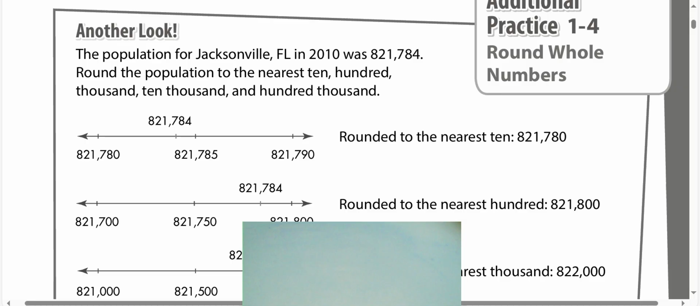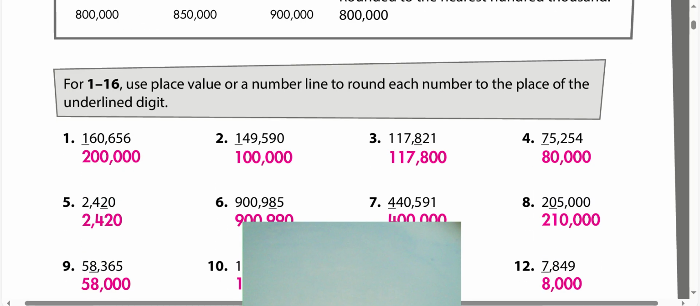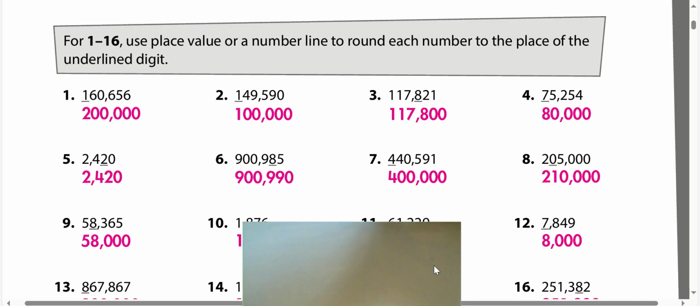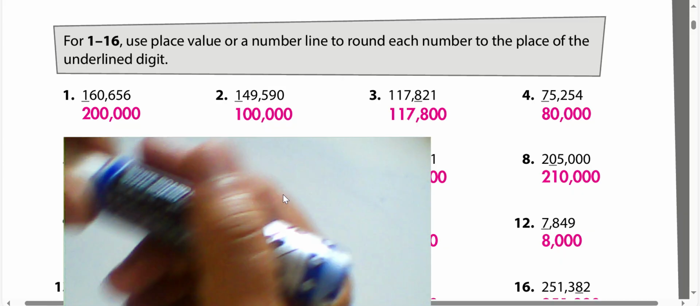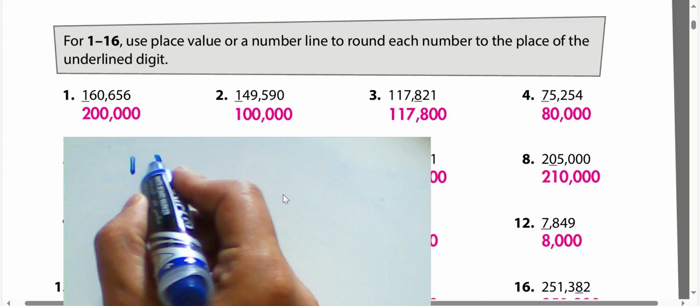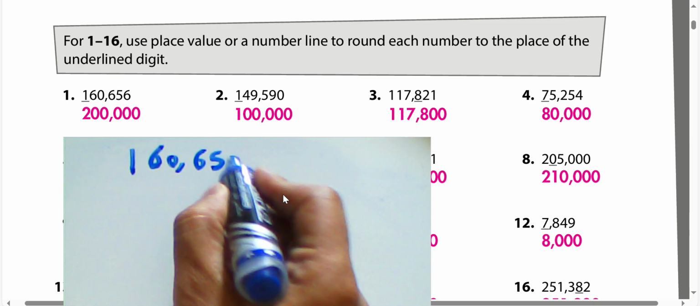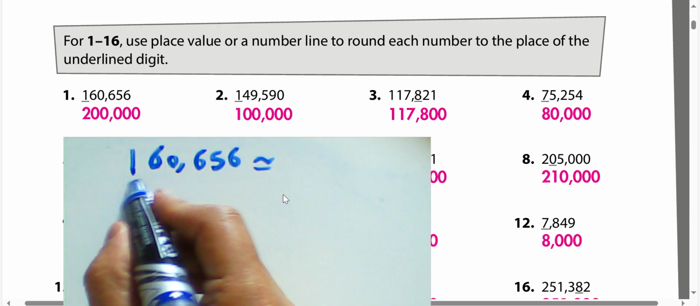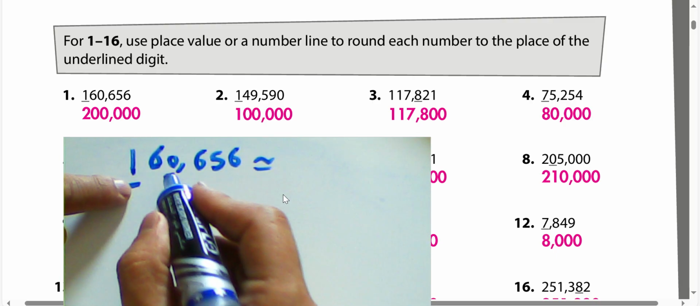Addition numbers, rounding. Rounding a number means approximating to the nearest hundred, thousand, or the next place. If you approximate the number, you must look at the digit on the right-hand side. Like this number, 160,656. We can approximate it to the nearest what? This place lies at 100,000. Look at the right-hand side.